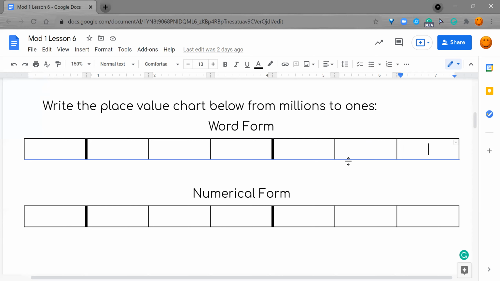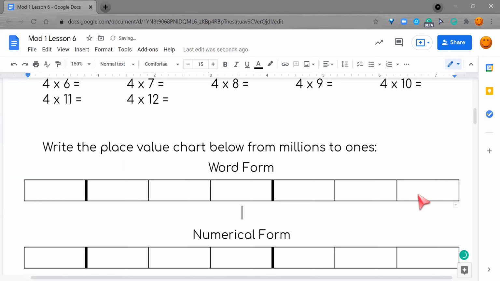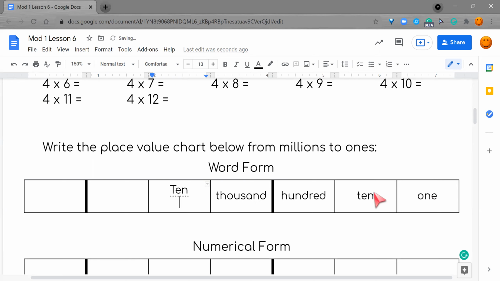Always start off on the right, on ones. Right over here, say 1. Next. Yes, 10. 100. You guys are fast. 1,000. 10,000. Yes, 100,000. And our last one, yes, million.